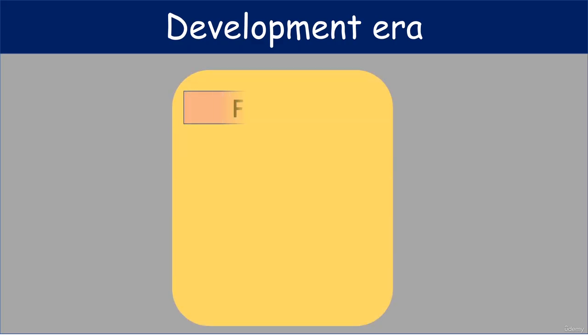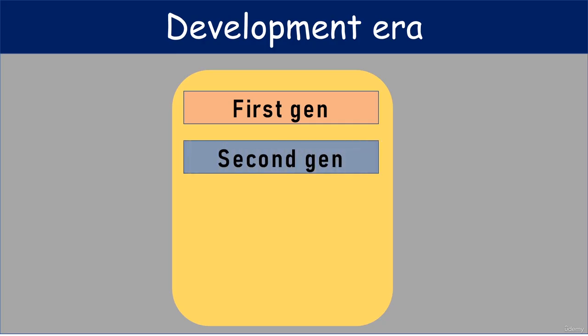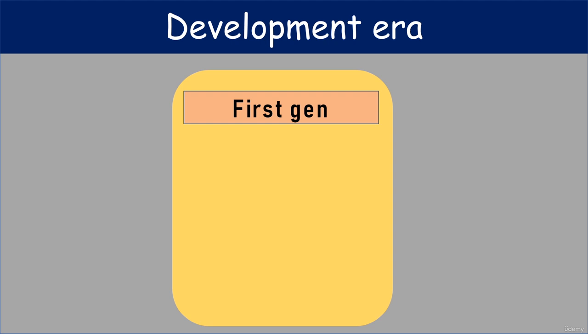So now let's start with the development era. If we talk about the development era, firewalls can be categorized on the basis of their generation: first generation, second generation, and so on. So now let's first start with the first generation.